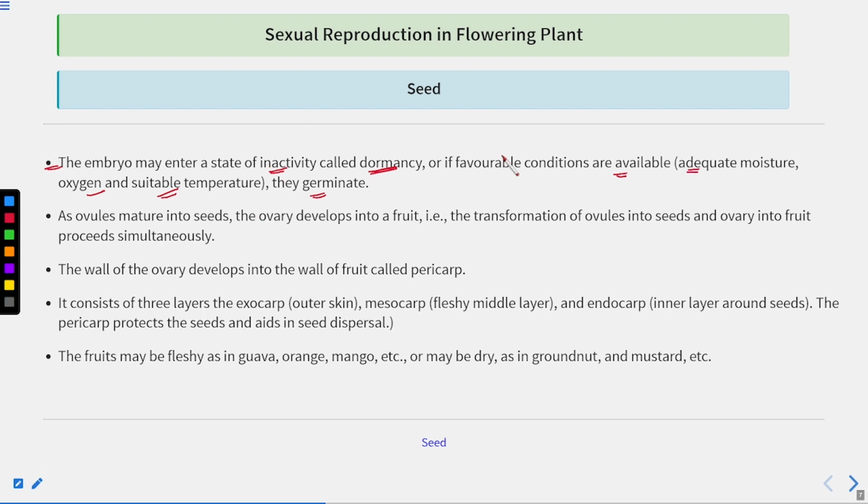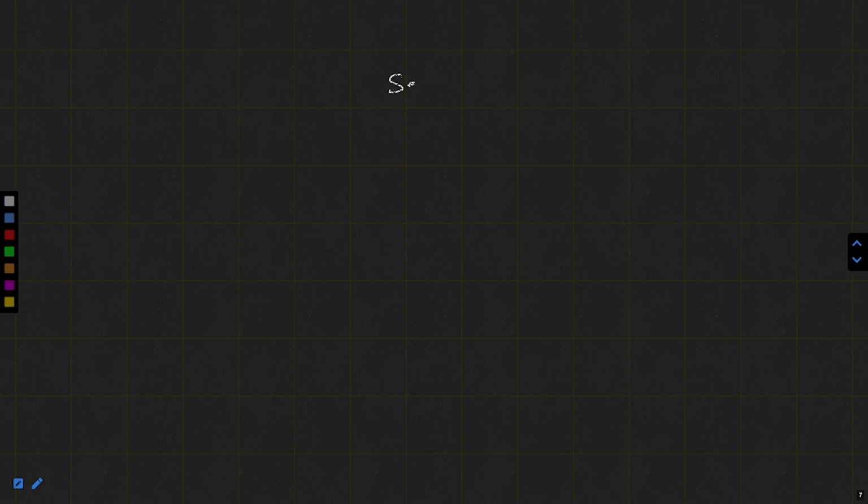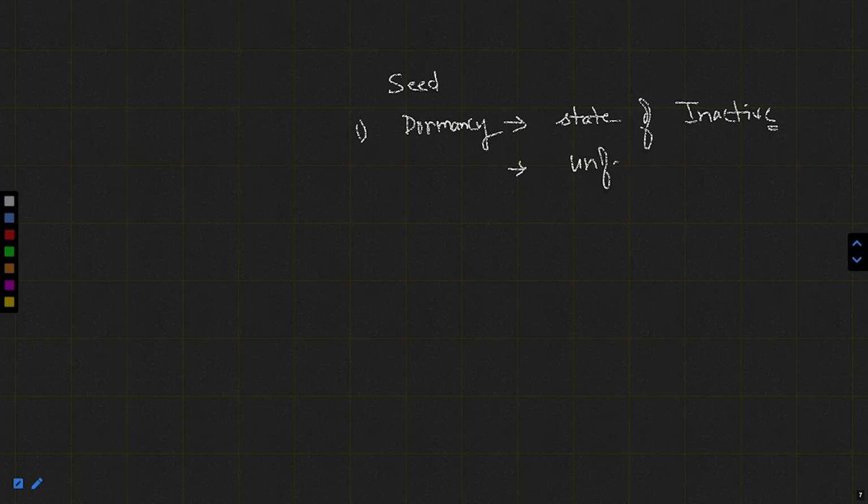Clear? Now, the seed can undergo dormancy. Dormancy occurs when there are unfavorable conditions. So the seed can undergo dormancy. What is dormancy? It is a state of inactivity, and you can say the seed is not metabolically active. Dormancy arises because of unfavorable conditions.